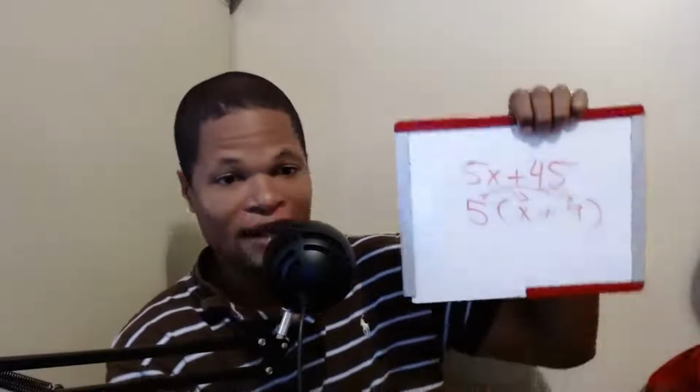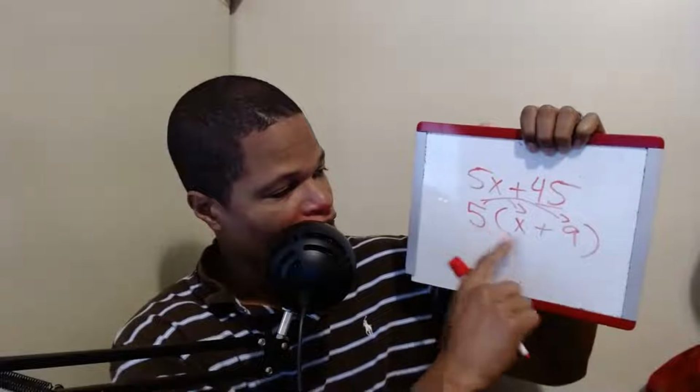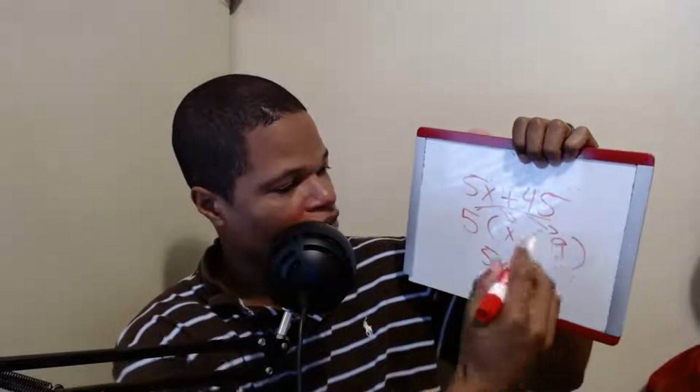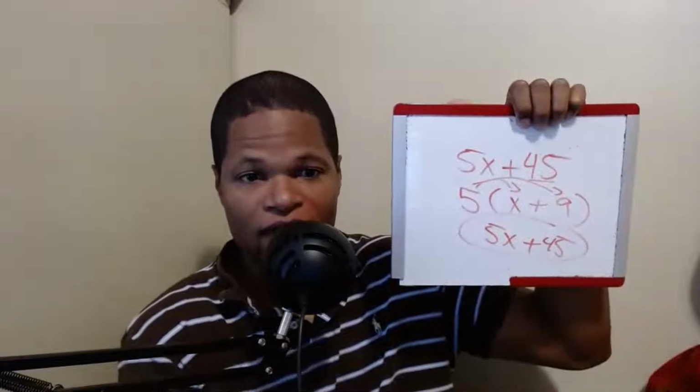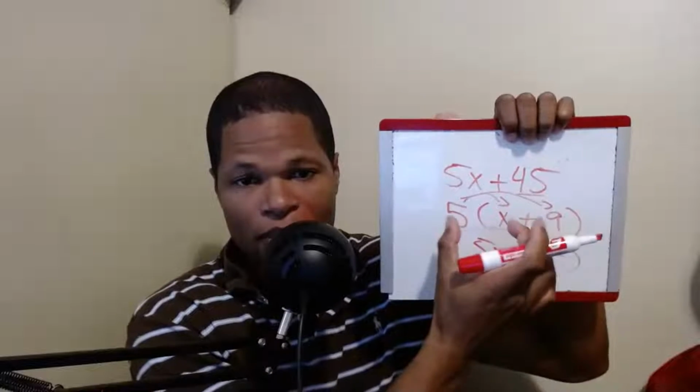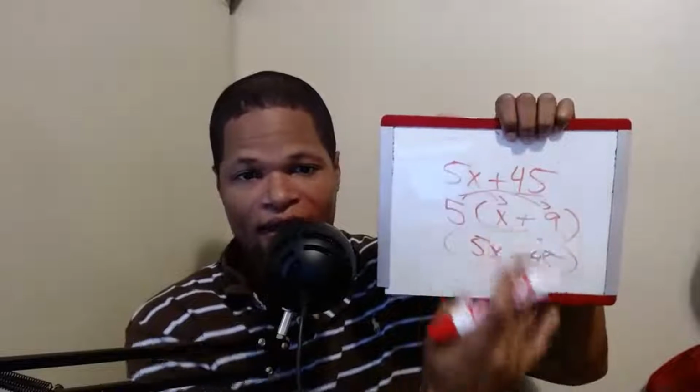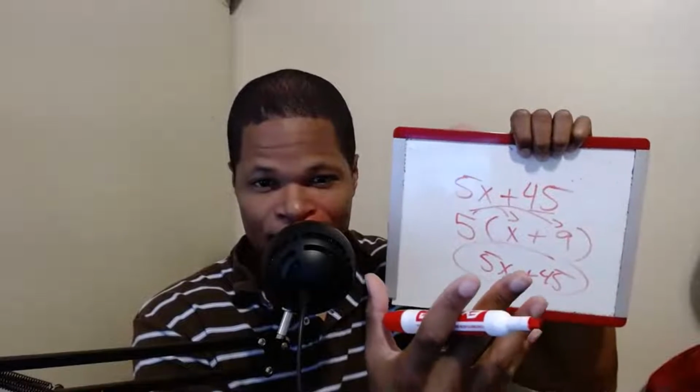For example, 5 parentheses x plus 9, that's the distributive property, right? If you're going to multiply that back out, this is my way of checking it. 5 times x is 5x, and 5 times 9 is 45. So you can see, oh, it checks out. If I multiply my factors back out, I'm going to get what I had originally. Does that make sense?